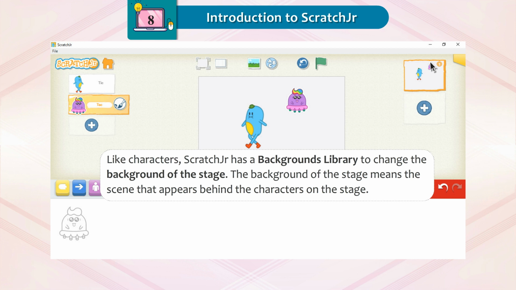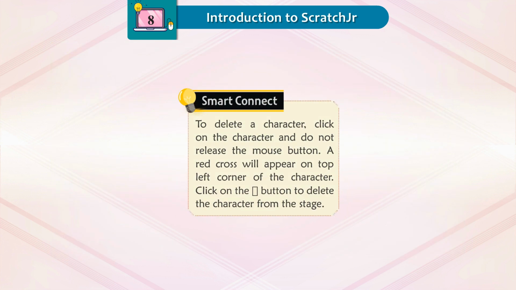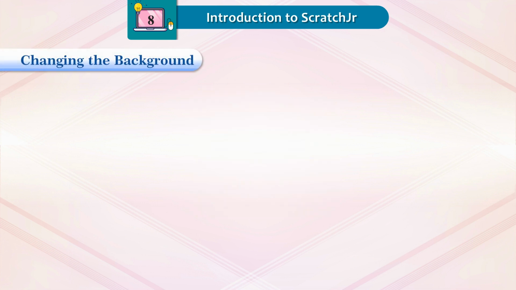To change the position of the character, click on the character on the stage and do not release the mouse button. Now drag the mouse pointer to a new position on the stage and then release the mouse button. The character will be moved to a new position on the stage. To delete a character, click on the character and do not release the mouse button. A red cross will appear on the top left corner of the character. Click on the button to delete the character from the stage.